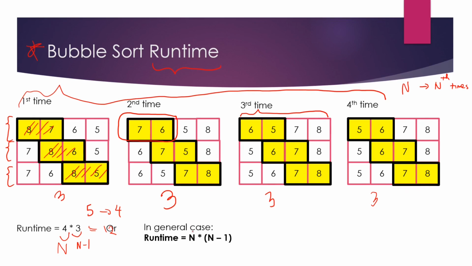Therefore, your general case is going to be n times n minus 1. And if you distribute, it's going to be n squared minus n. And as n goes to infinity, your runtime is going to be O(n squared).